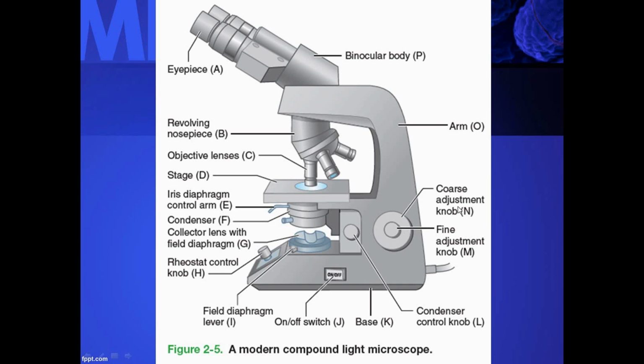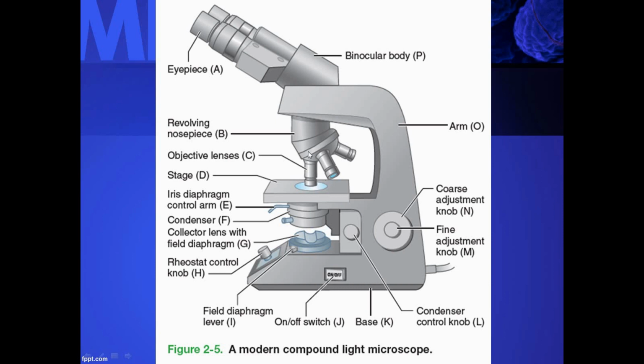This is the coarse adjustment knob and the fine adjustment knob. These structures help us elevate or decrease the elevation, the height of the stage. The coarse knob moves the stage rapidly. The fine knob moves it slightly. This helps focusing by the objective lens. So the light hits the specimen, then goes to the objective lenses. Objective lenses are the magnifying lenses that magnify the specimen. The first lens that magnifies the specimen is the objective lens.